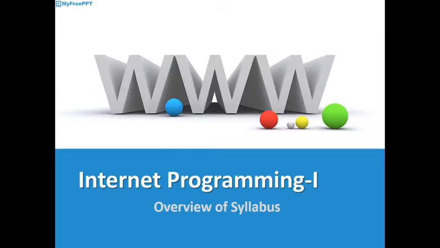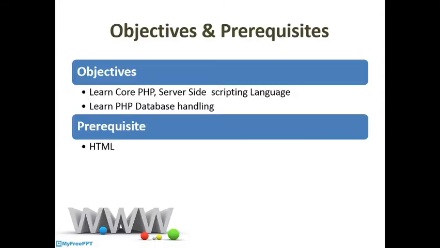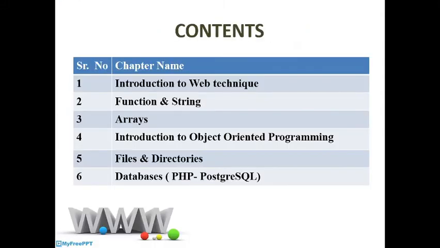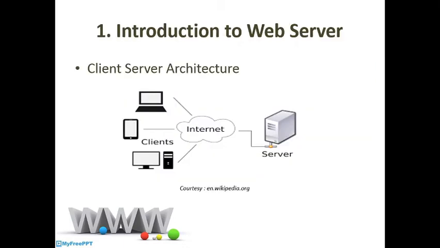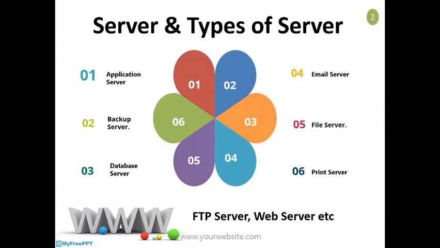Hello class, have you gone through the previous lecture video of internet programming, where we have taken the overview of the syllabus, then started the first chapter, Introduction to Web Techniques. In that, first of all, we have gone through the architecture of computer networks, that is, client-server architecture and peer-to-peer architecture. Then after that, we have seen what is a client and what is a server and which are the different types of servers.